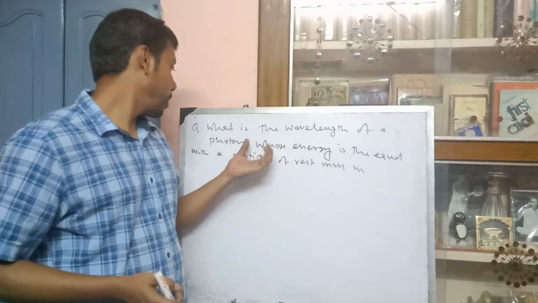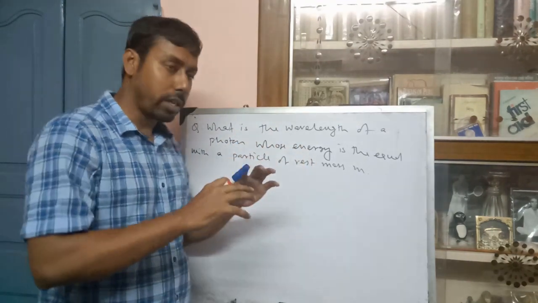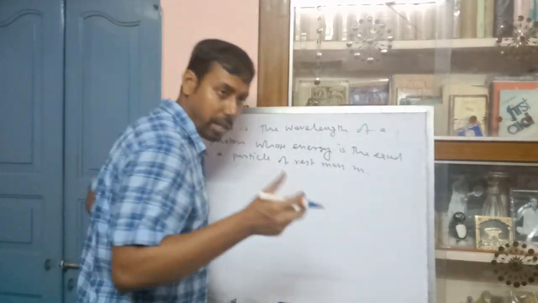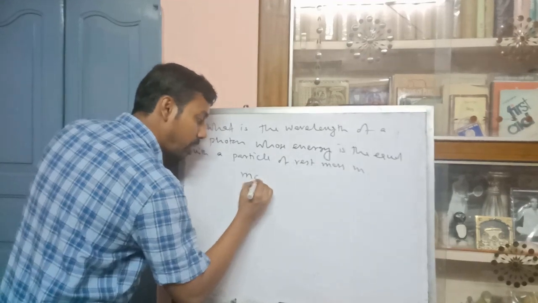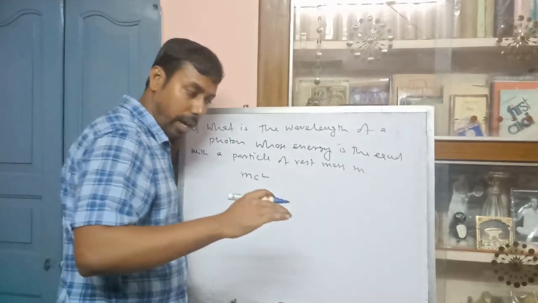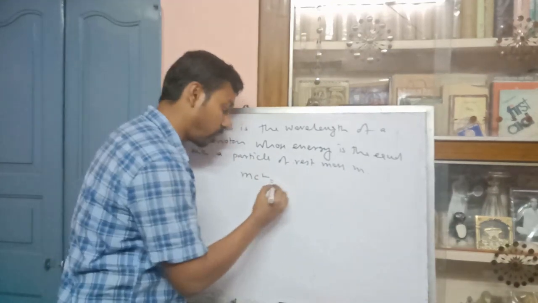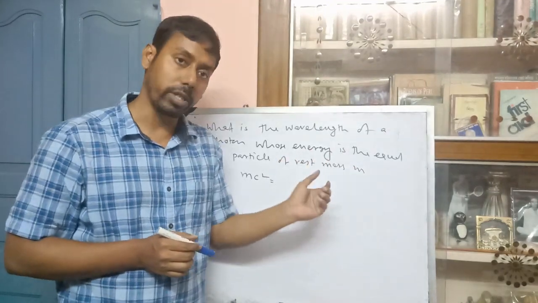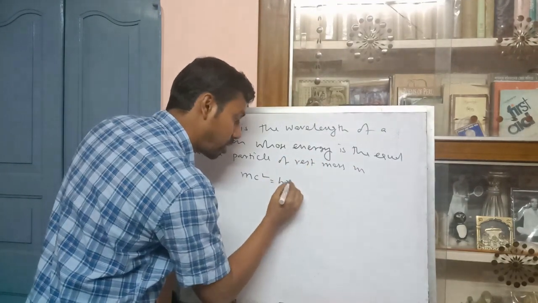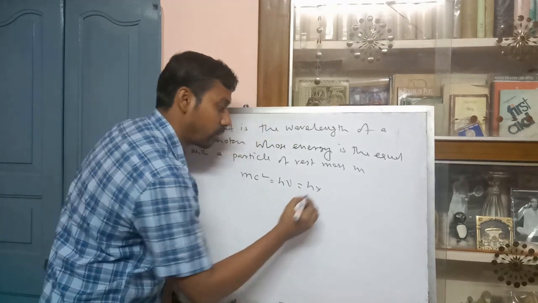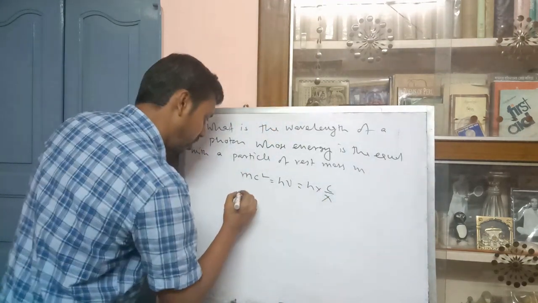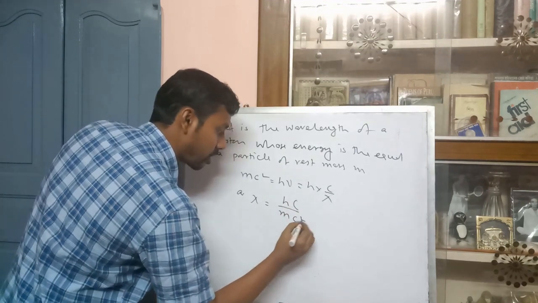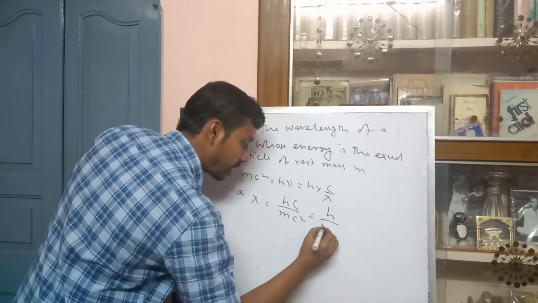So the question is, what is the wavelength of a photon whose energy is equal to the rest mass energy of a particle? We know that according to Einstein, the energy of a particle having mass m is E equal to mc square. This is the energy of a particle at rest. That should be equal to h nu, because we know that the energy of a photon is equal to h nu. So mc square should be equal to h nu. That means h into nu, where nu is c by lambda, or lambda is equal to hc by mc square. That gives you h by m into c.